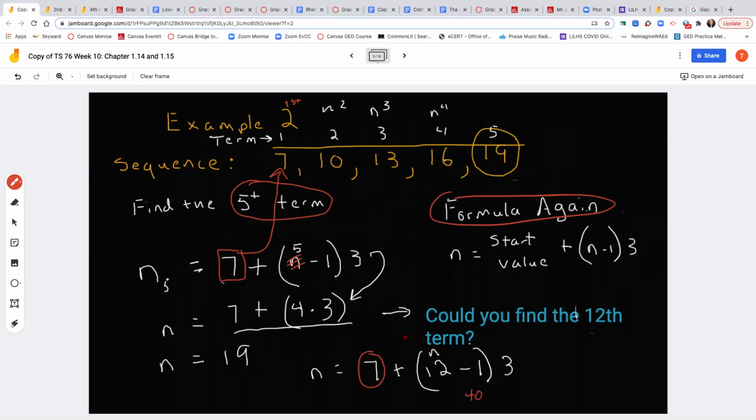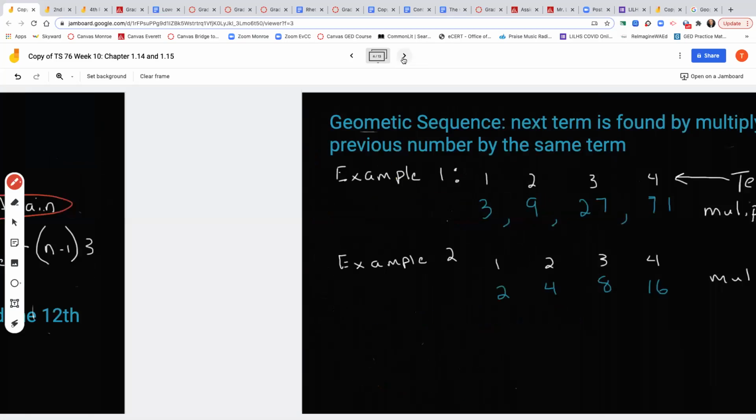Okay, so bankers and investors use formulas like this to calculate way out into the future. So they'll know how long it's going to take us before we're making a profit on something. Okay, but that's an arithmetic sequence.